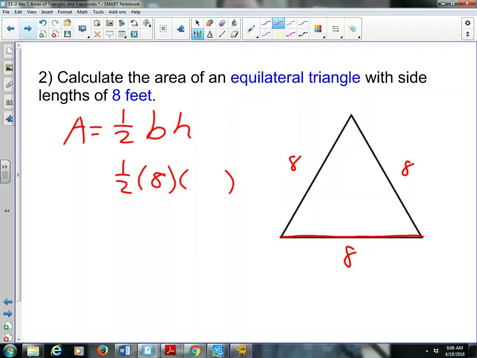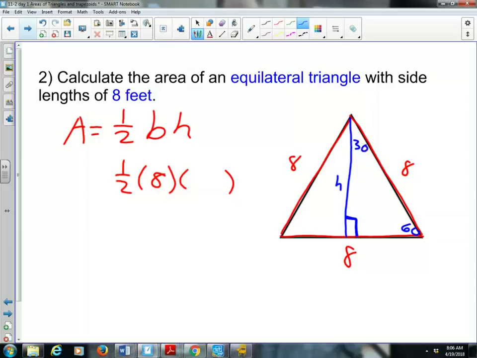So now my height is what I need to find. Okay? It is not this 8, and it is not this 8. The height is the perpendicular distance, which is this right there. This, friends, is the height. So how do we find this? If this is a 60-degree angle, which it is because in an equilateral triangle, all three angles are 60, and then if I make a 90-degree angle right here, because the base and height are always perpendicular, then this has to be 30.